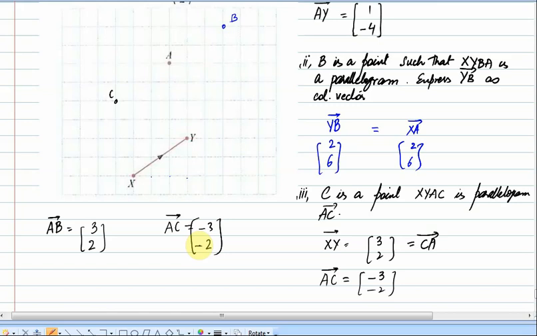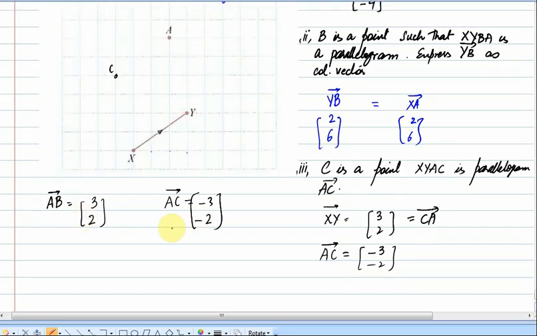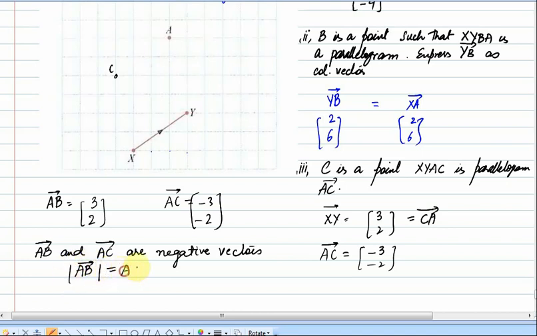Now you can see that AB and AC are negative vectors. And negative vectors means that the magnitude of AB and the magnitude of AC are equal, but vector AB and vector AC are not equal. The reason is the direction.